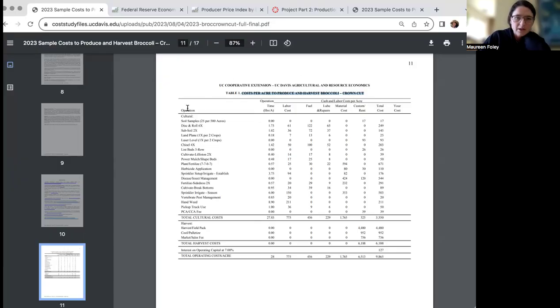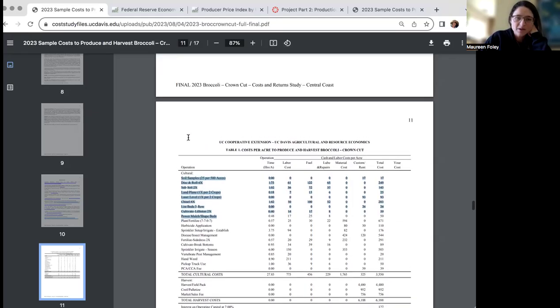So these first set of costs way up here, these are your cultural costs. So these double lines indicate the total of all the cultural costs, and these are all of the itemized costs. So we have stuff up here at the beginning, like disking and rolling and subsoiling and cultivating and mulching and shaping beds. These are all things that are land preparation. So these are preparing to actually put your crop in the ground. And you probably don't know what a lot of these mean off the top of your head, but that's okay.